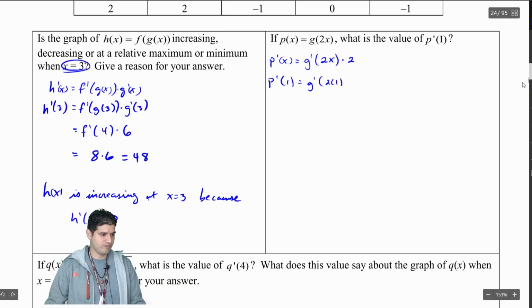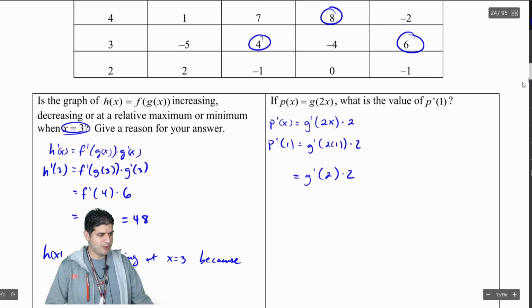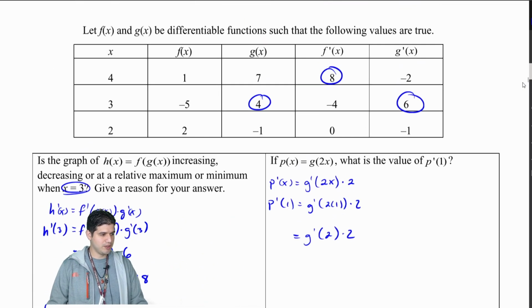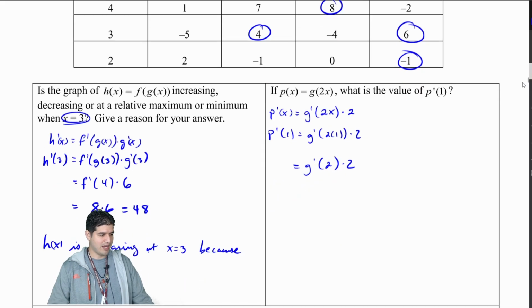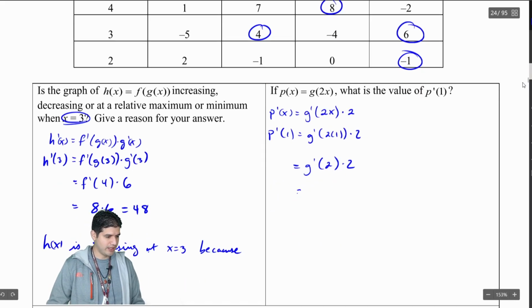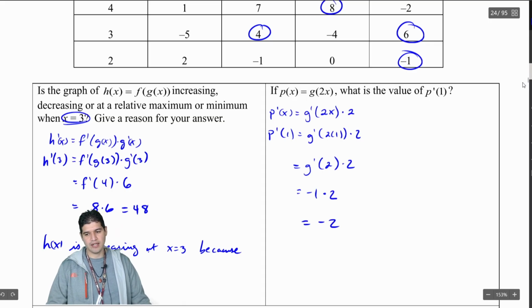Now I want to find p prime of 1, so that's going to be g prime of 2 times 1, times 2. That's it. Really I want g prime of 2 times 2. So let's figure out what g prime of 2 is. I'm looking at g prime again, and 2 is right there. Its value is -1. So I get -1 times 2, which is -2.